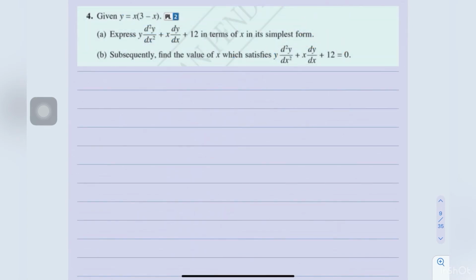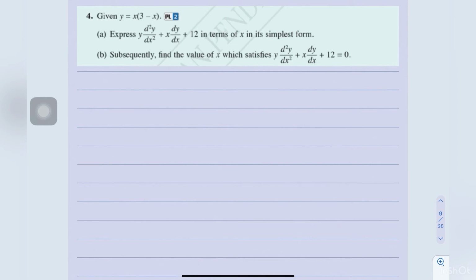Now we move to the next question, which is question number 4. Given y equals x times (3 minus x), (a) express y d squared y/dx squared plus x dy/dx plus 12 in terms of x in its simplest form. And finally, you have to find the value of x which satisfies the equation.